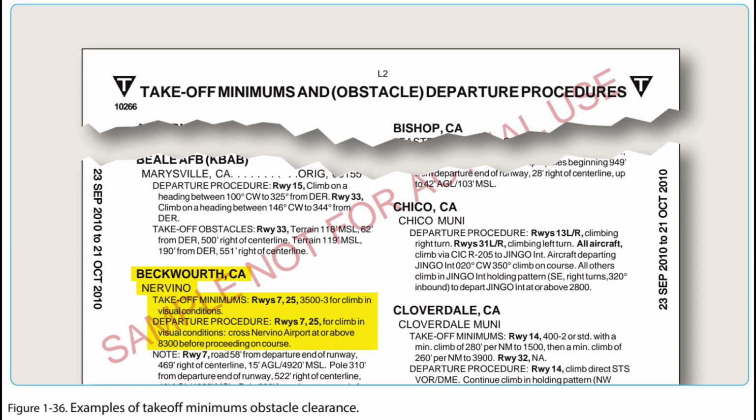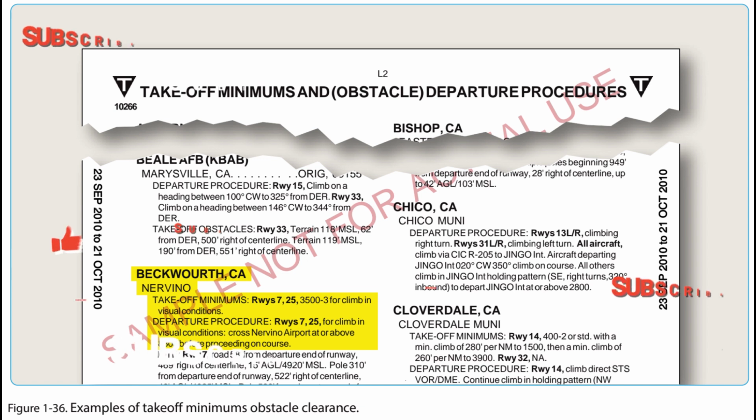A VCOA is a departure option developed when obstacles farther than 3 sm from the airport require a CG of more than 200 feet per nm. These procedures are published in the Takeoff Minimums and Obstacle Departure Procedures section of the TPP. Figure 1-36. Prior to departure, pilots are required to notify ATC when executing the VCOA.